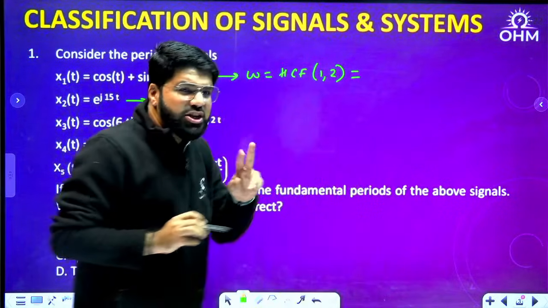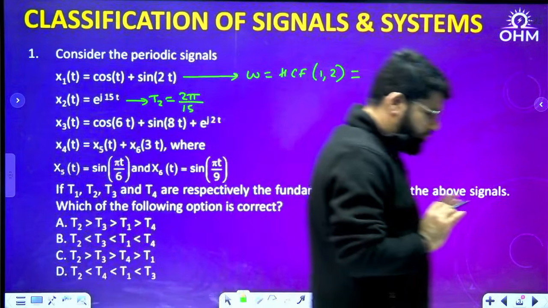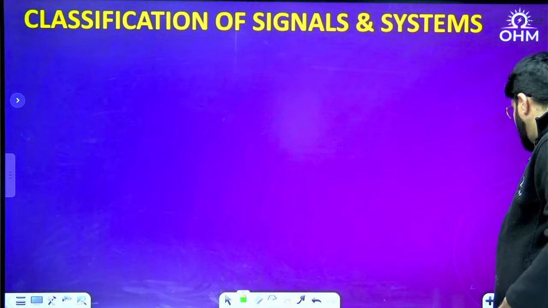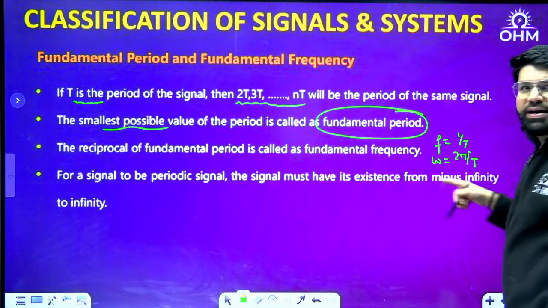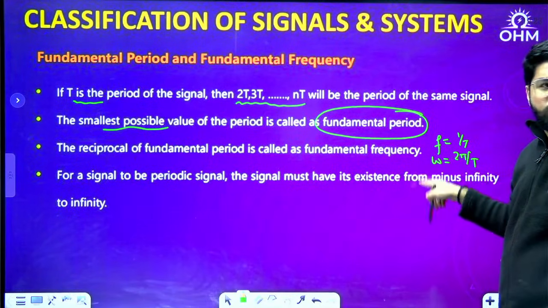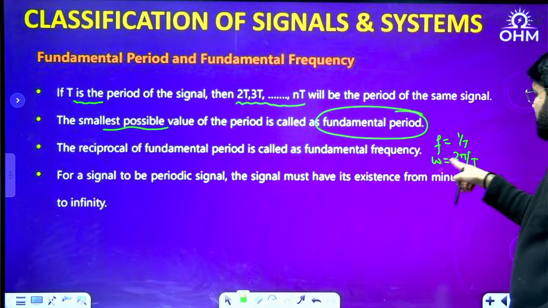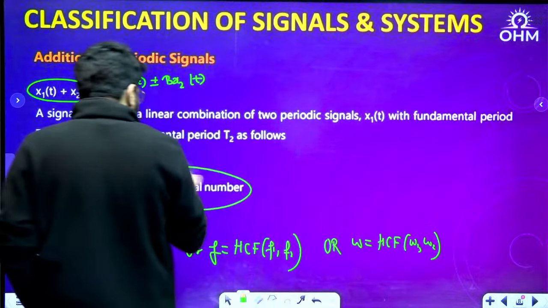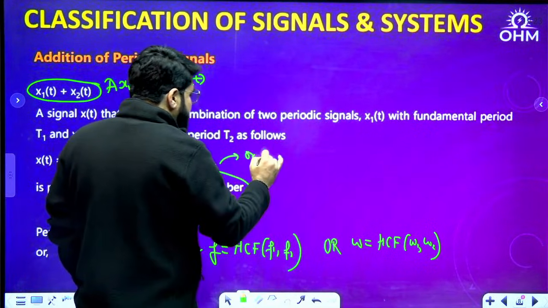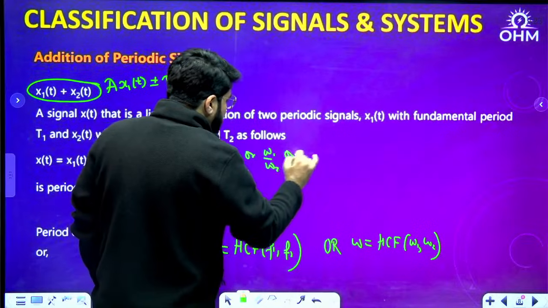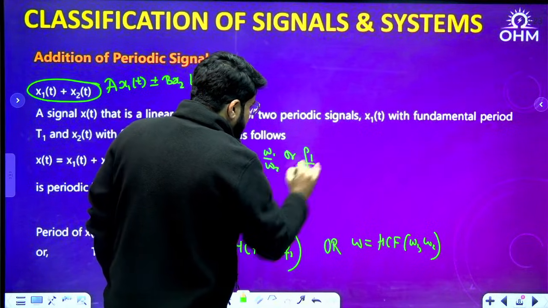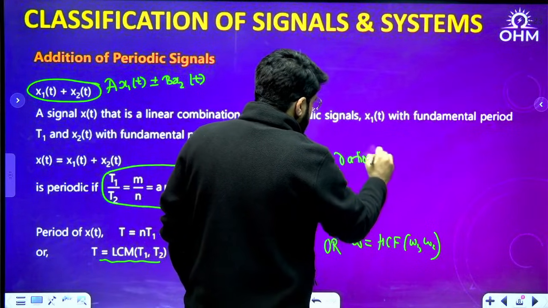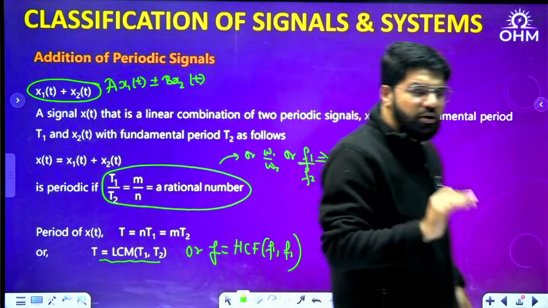Now the ratio of the time periods or ratio of frequency. Ultimately, what is omega? Omega is 2 pi by T. So if the ratio of time periods is rational, the ratio of frequency also will be rational, because if you take the ratio of frequency, 2 pi will get cancelled. So for the signal to be periodic, T1 by T2 must be rational. Or you can also say omega 1 by omega 2 or f1 by f2. Any of the ratios you take, this must be rational. That is an important point.